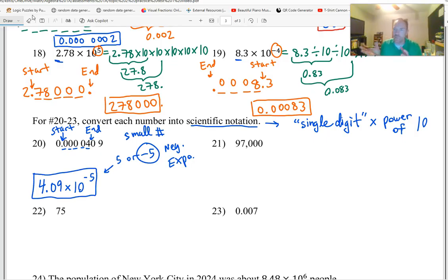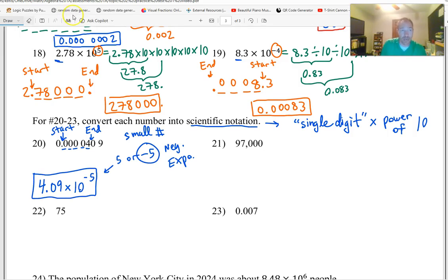Remember too, I could kind of work backwards at this. I could say, let me take my answer. If I'm good going from scientific notation to standard form, let me take my answer and see if I change 4.09 times 10 to the negative fifth into standard form, would I get what I started with?